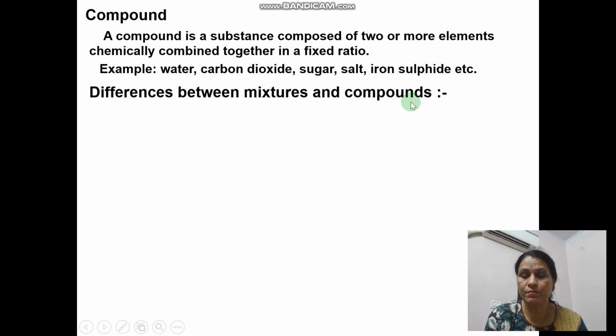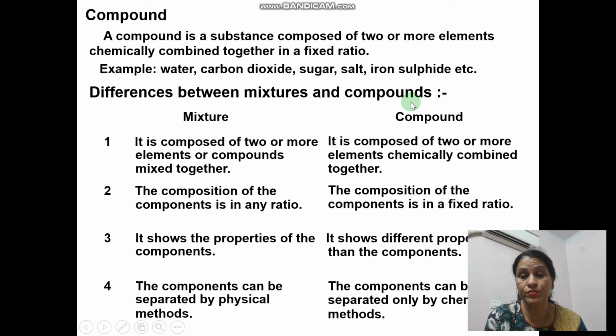Difference between mixture and compound, that is given in your book also. Now have a look. I'm reading it because we have done experiments based on that and we had a discussion about it. So this one you noted down. A mixture is composed of two or more elements, not chemically combined together. In mixtures, the composition of the components is in any ratio. Here, in a compound, the ratio is fixed.